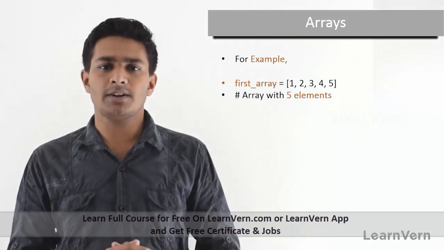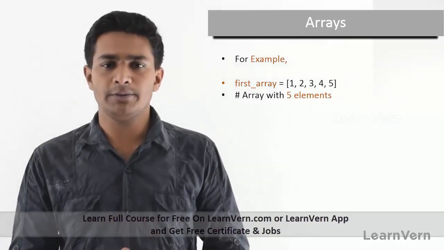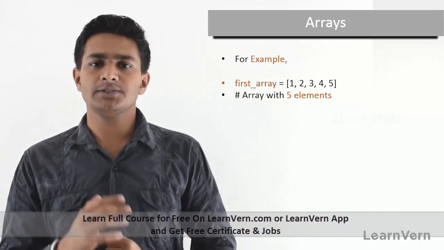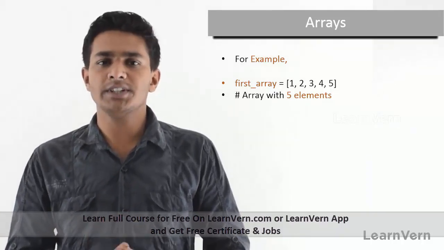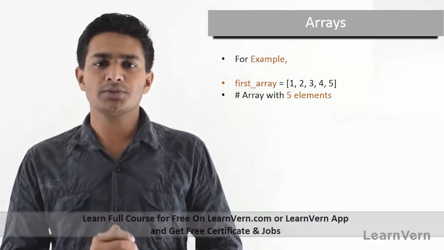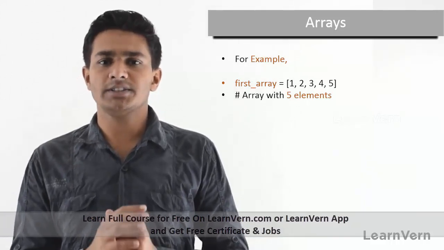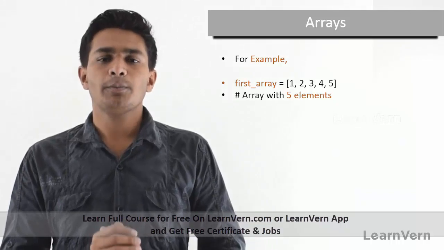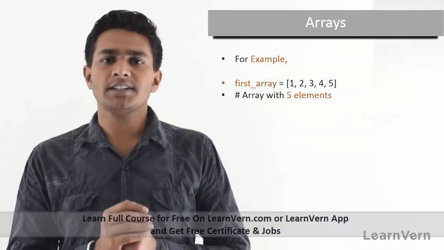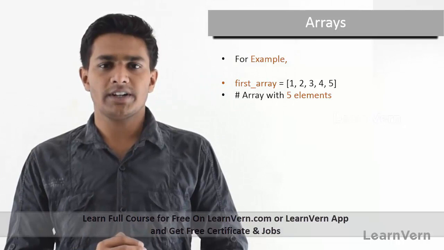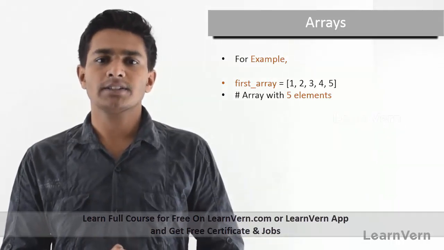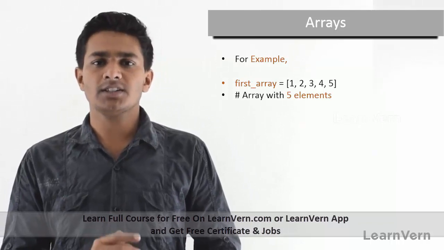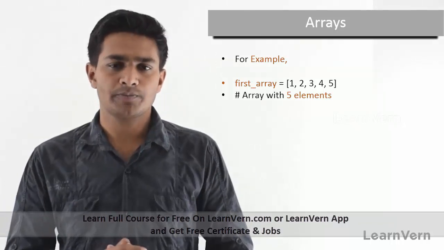Here in the first example, with 5 elements, I want to access the second element, but its actual index value is 1. So what I need to do is write the variable name and pass an index as an argument in square brackets. So for accessing the second value, I need to pass 1 because index always starts from 0.